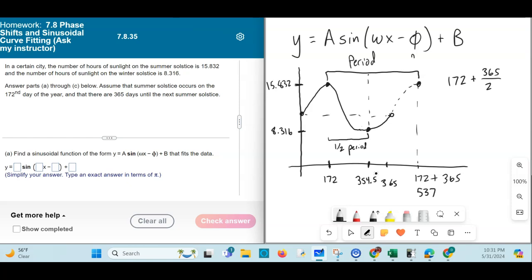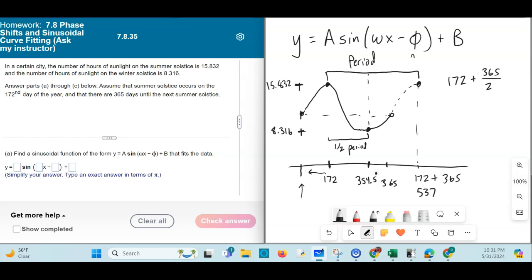But now what we have to understand is this is not necessarily at 0. That's not necessarily going to be our midline. And that's kind of deceptive. It's not necessarily going to be on the y-axis. When we go back 172 days, it will be the y-intercept, but it won't necessarily be the midline, is what I'm trying to get at.